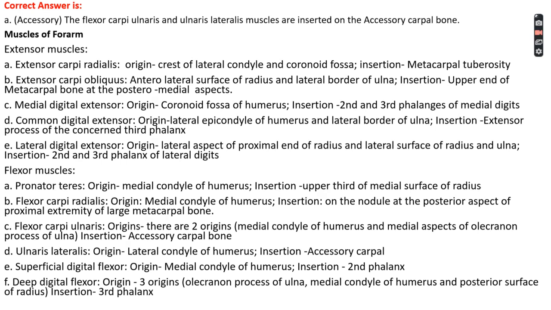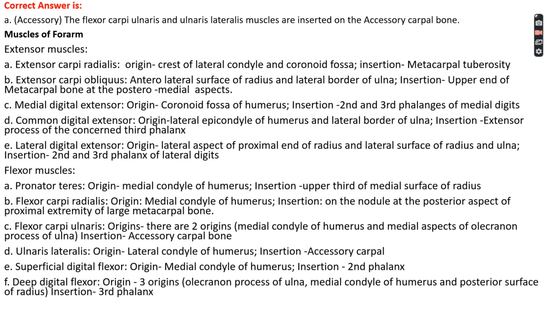The second group is the flexor muscles. Pronator teres originates at the medial condyle of the humerus and is inserted at the upper third of the medial surface of the radius. Flexor carpi radialis originates at the medial condyle of the humerus and is inserted on the nodule at the posterior aspect of the proximal extremity of the large metacarpal bone. Flexor carpi ulnaris has two origin points, the medial condyle of the humerus and the medial aspect of the olecranon process of the ulna, and is inserted at the accessory carpal bone. Ulnaris lateralis originates at the lateral condyle of the humerus and is inserted at the accessory carpal.